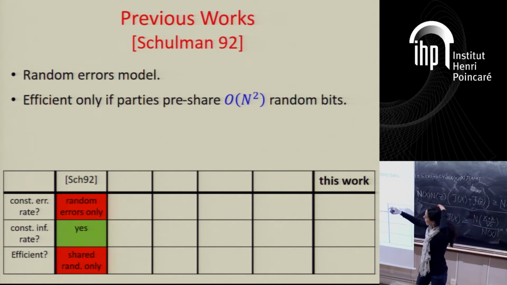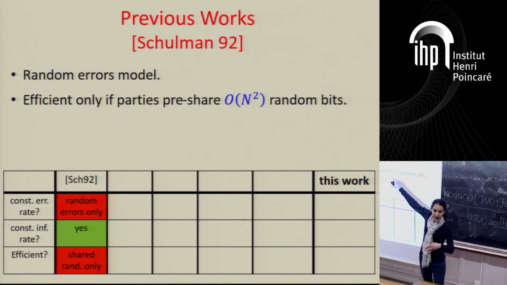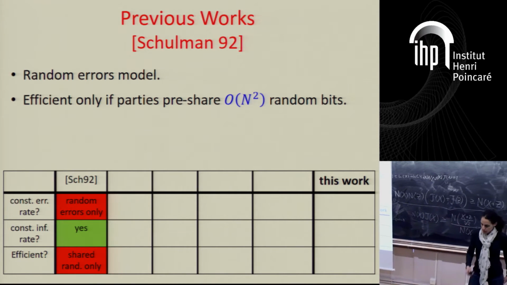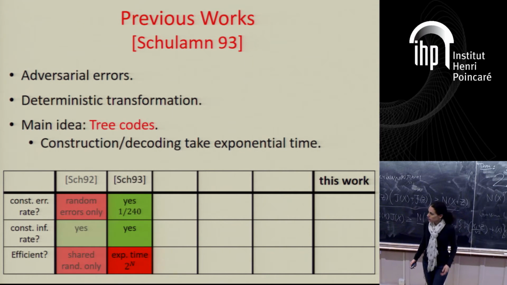So throughout the talk, I'm going to denote by n the communication, the number of bits communicated in the original protocol. Okay, so there's n bits communicated in the original protocol, and we want to convert it to an error resilient protocol, where still we communicate at most order n bits. Okay, so that was the first work.